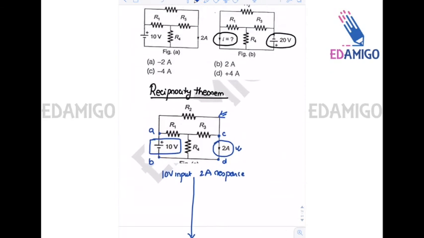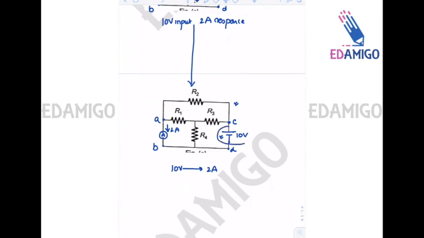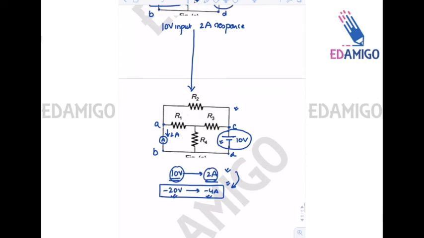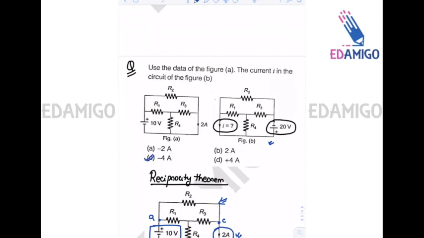But in the question, in the second figure, that is figure B, the voltage here is minus 20 volts. So applying linearity, 10 volt will create 2 amperes, so minus 20 volt will create minus 4 amperes. Since we know that a circuit having only resistors is always linear, applying the linearity property, 10 volt is creating 2 ampere, so minus 20 volt will create minus 4 amperes. So according to this, the answer is C.